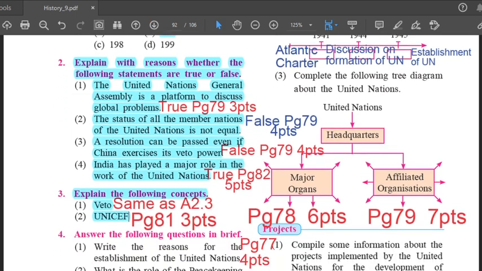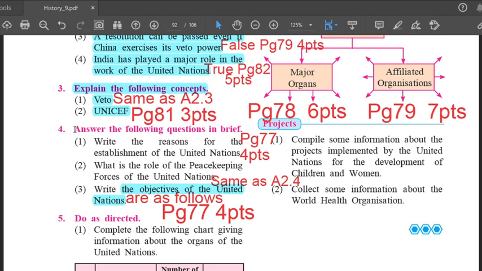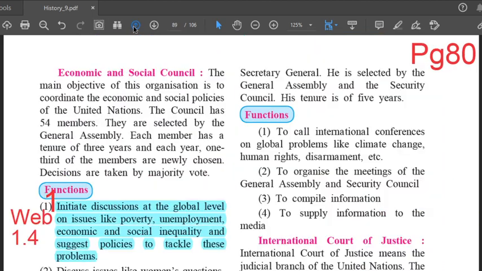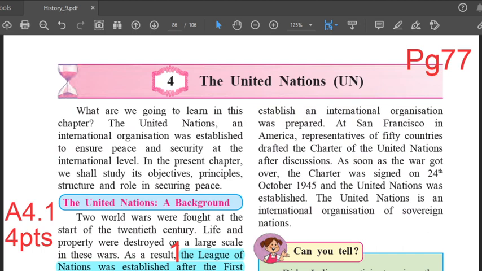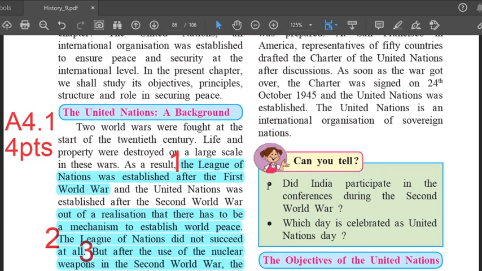Next, question number 4. Answer the following questions in brief. The first one, 4.1. Write the reasons for the establishment of the United Nations. The answer to this question is on page number 77. Left hand side, second paragraph, it's highlighted here in pink, the United Nations, a background. In that paragraph, see the fourth line, that's your first point.